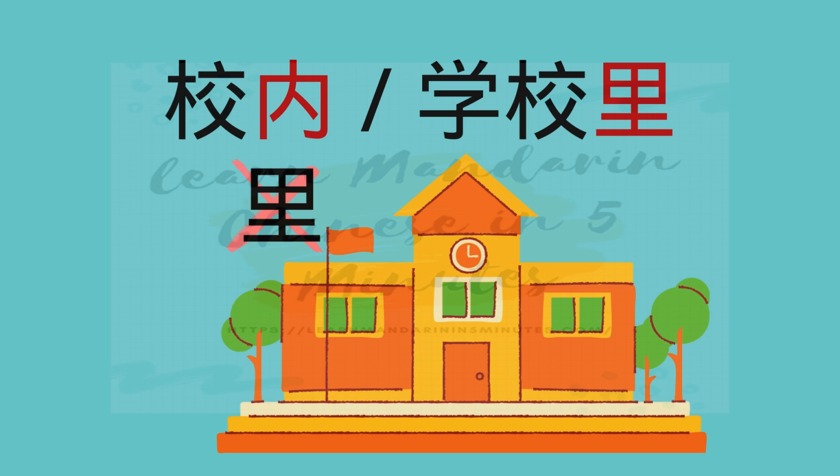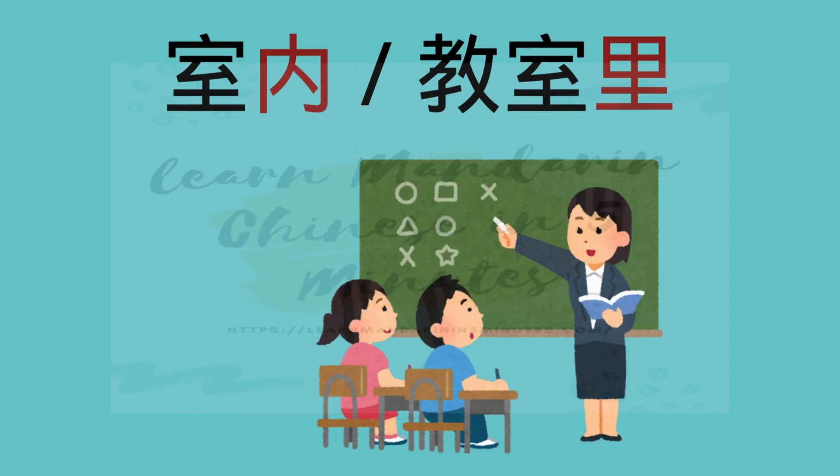室内 not 室里,教室里. 室内 refers to any indoor space like classroom, gym, etc. It is used for general indoor areas, whereas 教室里 it means inside the classroom, only refers to the classroom.